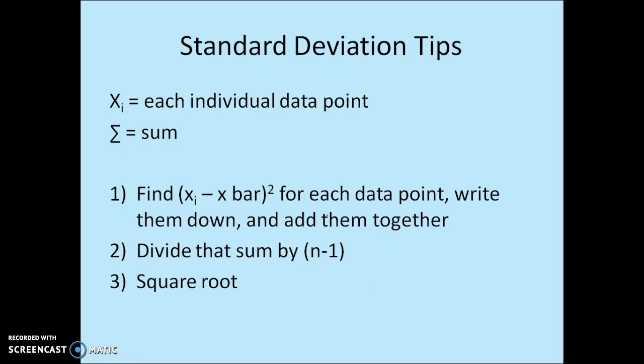Other terms that they don't give you information about in the AP Bio formula sheet would be X with a little i, that's each individual data point, and a sigma symbol, which stands for sum. So what we're supposed to do with the standard deviation formula is we want to take each individual data point and subtract X bar, which is the mean. We then square that. We do that for each individual data point. We write them all down and we add them all together. We then divide that sum by n minus 1 and we take the square root of the whole thing.